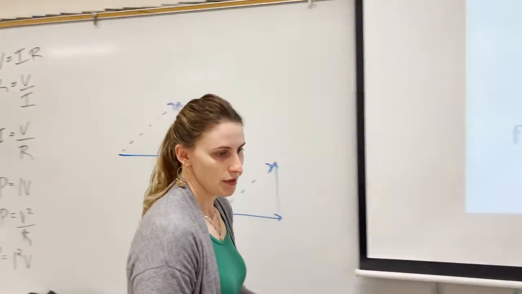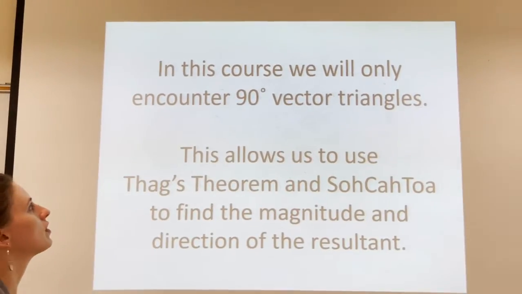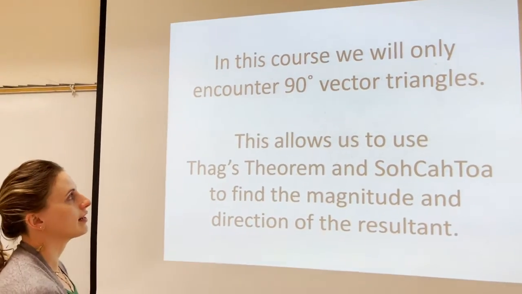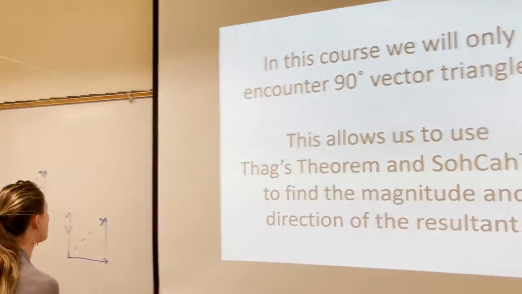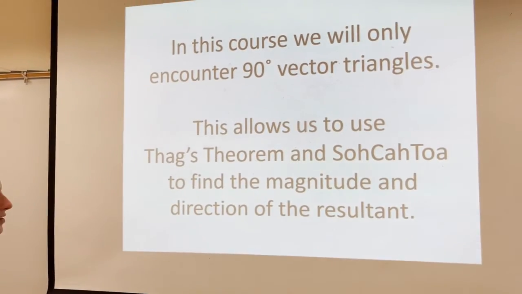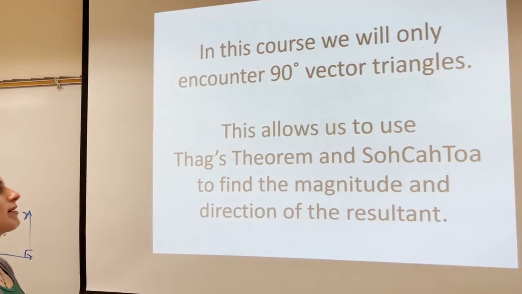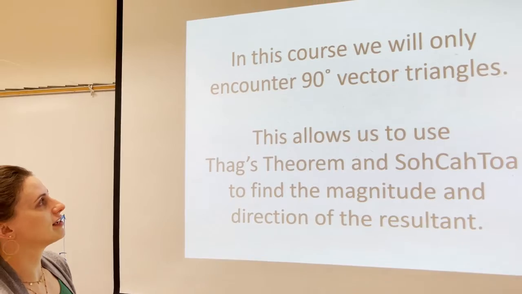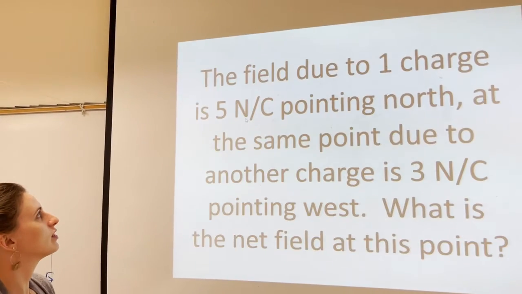In this course, we will only be encountering 90-degree vector triangles like this. This allows you to use Pythagorean theorem and SOHCAHTOA to find the magnitude and the direction of the resultant. Your best friend, SOHCAHTOA.